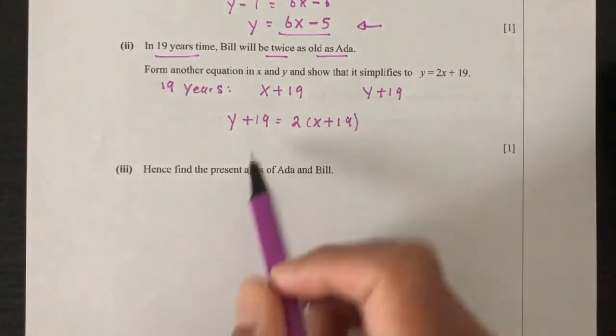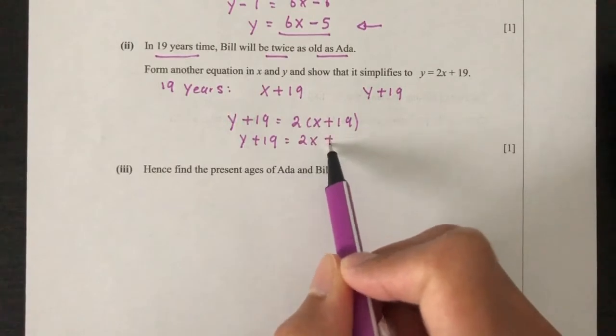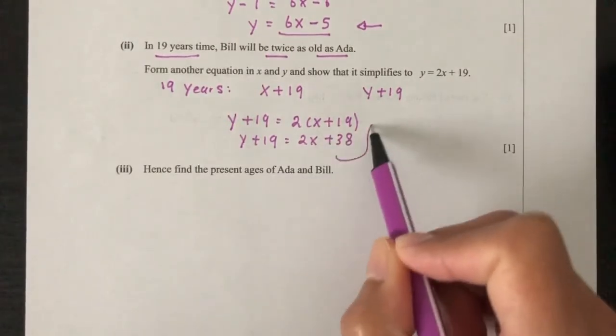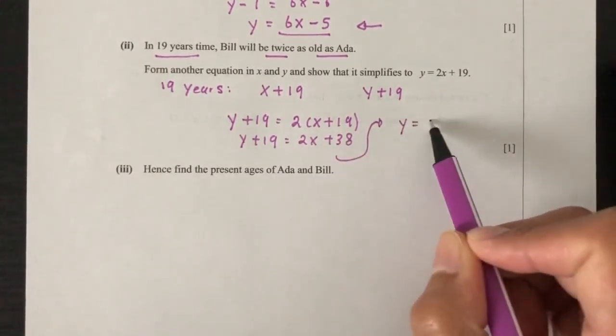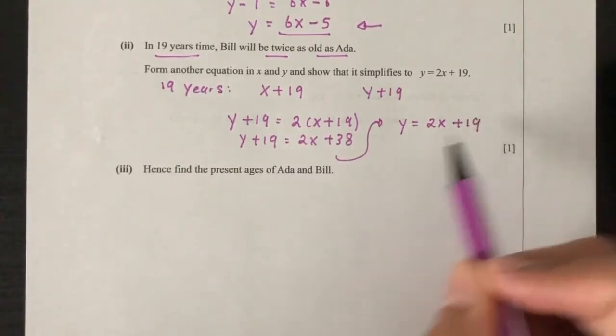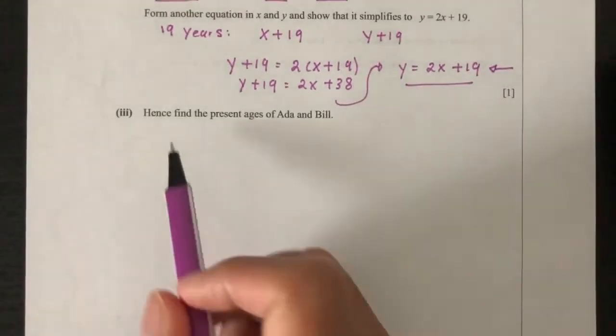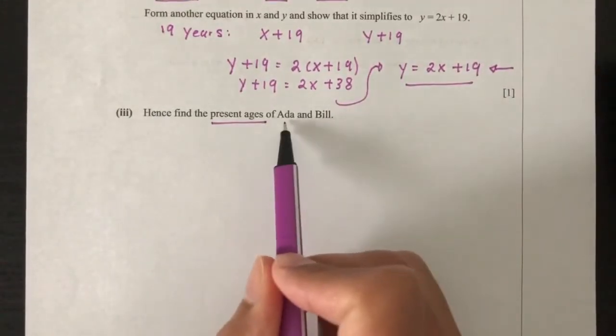So we just have to expand. That will be y plus 19 equal to 2x plus 38. Now let's continue here. So y will be 2x plus 38 minus 19, which will be plus 19. This is shown as required as well. Now part 3, hence find the present ages of Ada and Bill.